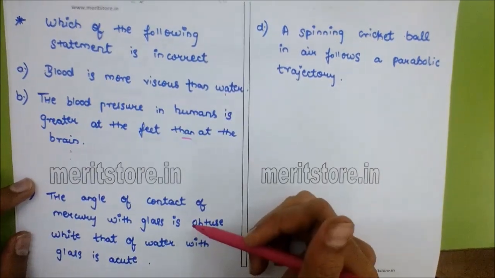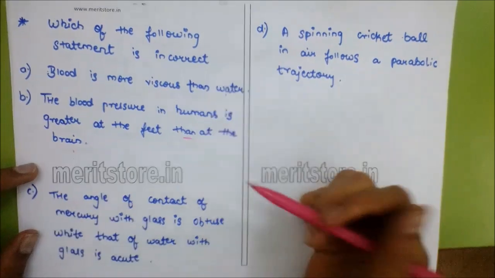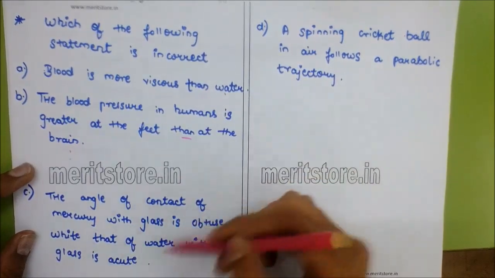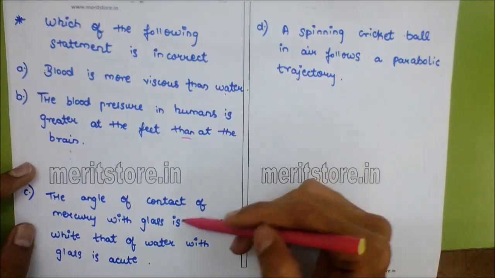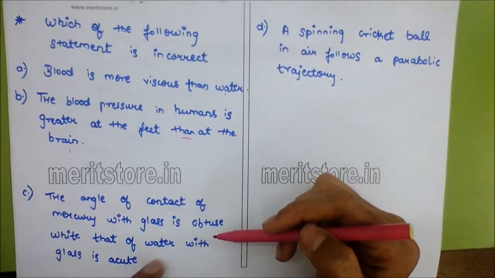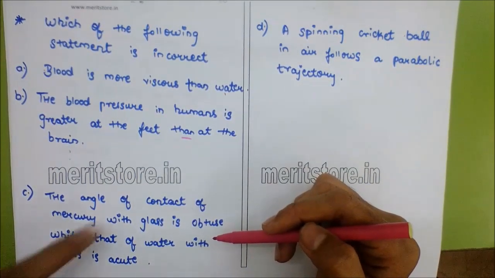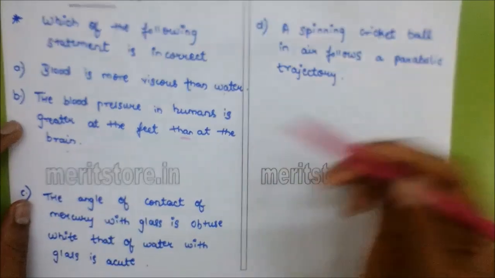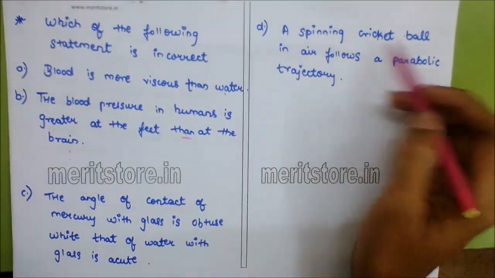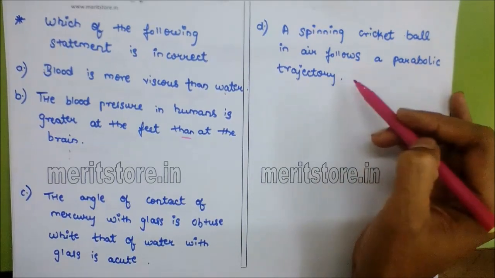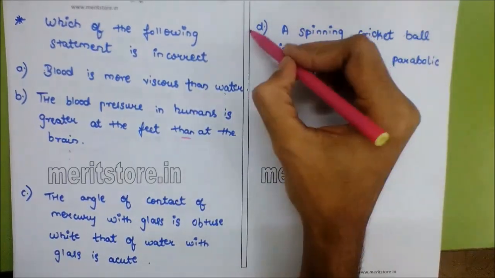The angle of contact of mercury with the glass is obtuse, while that of water with the glass is acute. This statement is also correct. The angle of contact of water with the glass forms an acute angle, whereas with mercury it forms an obtuse angle. Spinning cricket balls in the air follow a parabolic path. No, this is the incorrect statement.